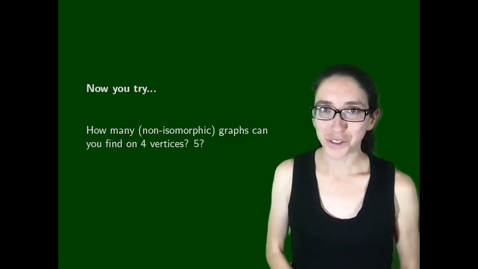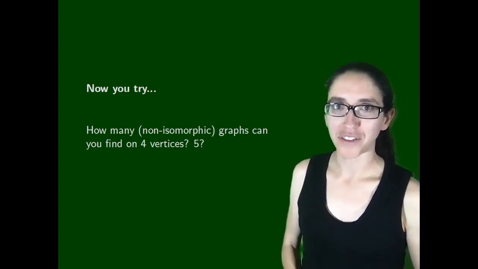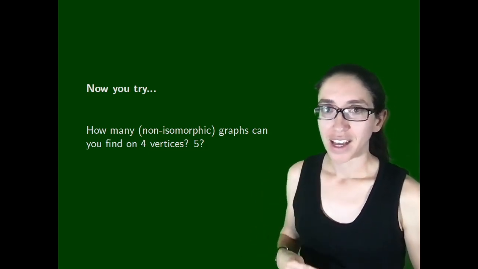But for now, you try. How many different graphs, up to isomorphism, actually different graphs, can you find on 4 vertices? And how many with 5?